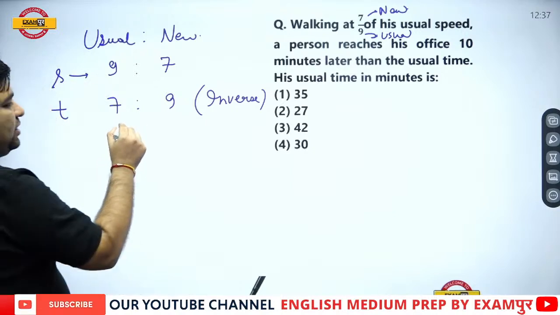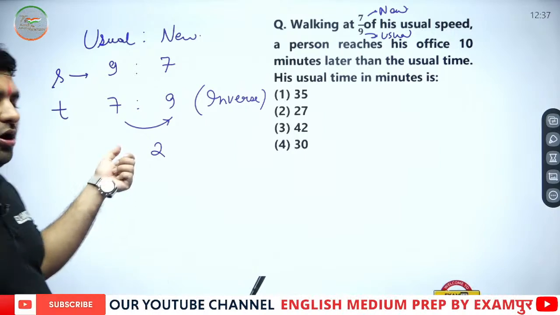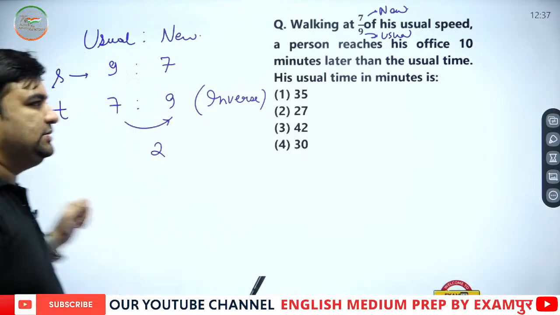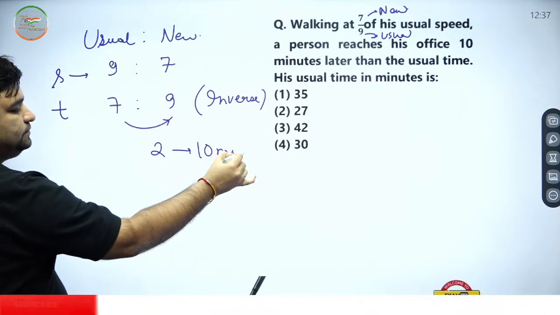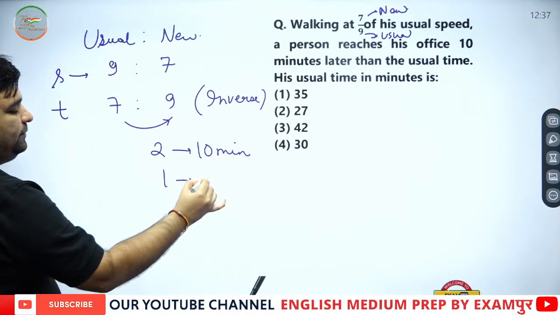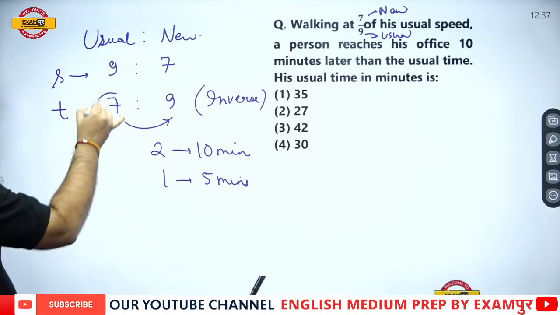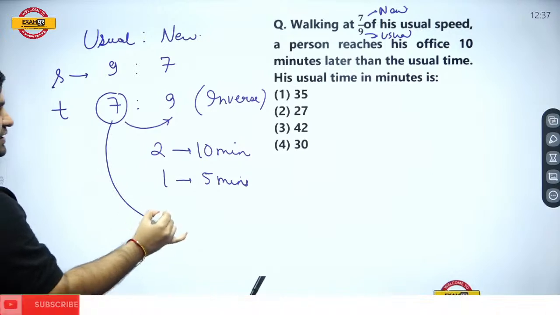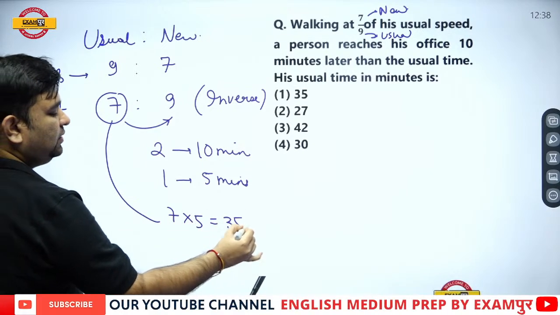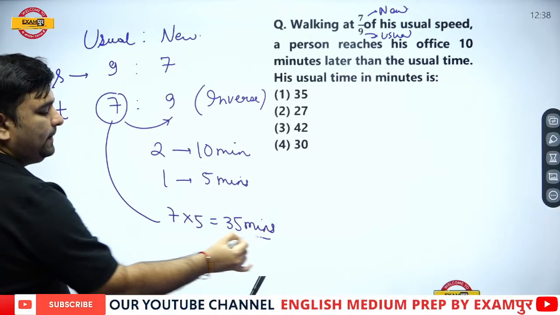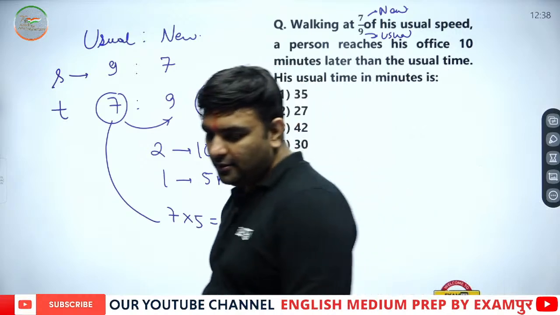Reaching late by 10 minutes, according to ratio, the difference is given as 10 minutes. So 1 is equal to 5 minutes. Usual time is 7, so 7 into 5, 35 minutes.